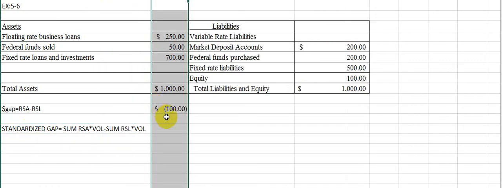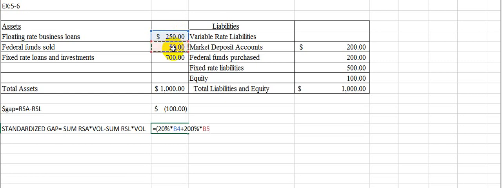Okay, so let's start with the floating rate business loan. It says the floating rate business loans are 20% as volatile as treasury bills, so it will be 20% times the floating rate business loan, plus federal funds sold. It says also the federal funds are 200% as volatile as treasury bills, so plus 200% times the federal funds sold. That's it for the sensitive assets.